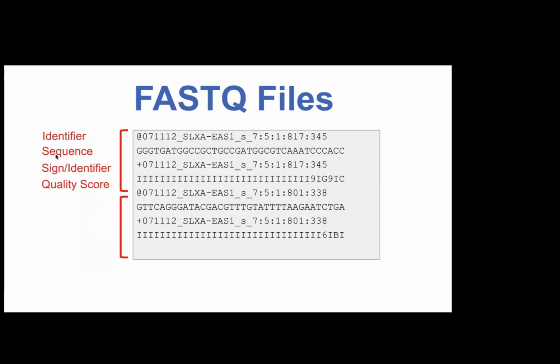And so these are the different lines. We have an identifier, which always starts with an at symbol. And this is just the name of the read that comes from the sequencing machine. So this is the name that the machine gave this read. And this is the important thing: this is the sequence that it found in whatever was put in there.